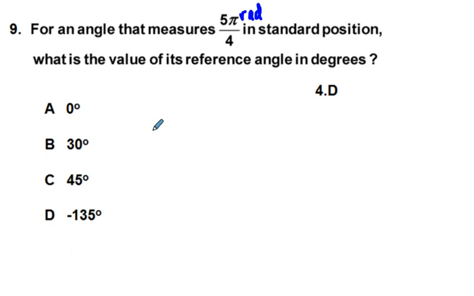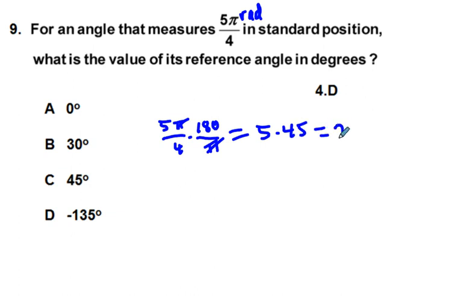There are a number of ways you can do this. One way is to convert this into degrees. We could subtract out pi, but let's convert this to degrees. 5/4 pi, to convert to degrees, we multiply by 180 over pi. So pi over pi cancels out. We get 5 times 180 over 4, which is 5 times 45, which is 225 degrees.